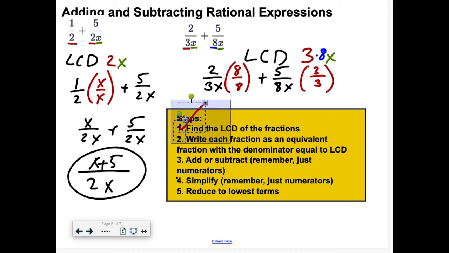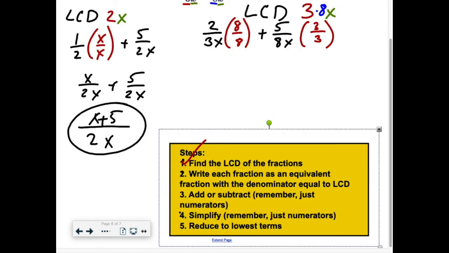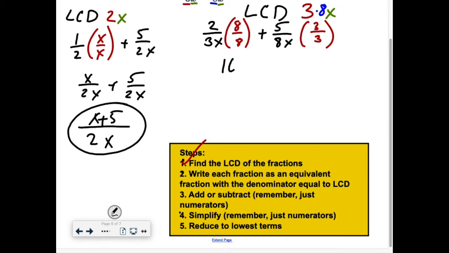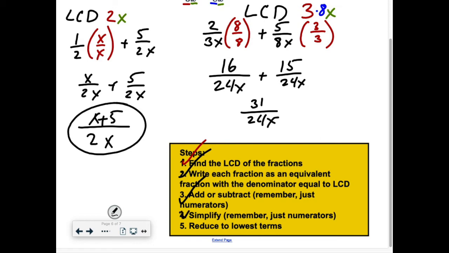Cool. I'm going to just combine this together. I'm going to move this down a little bit here, folks. So I'm going to have 16 over, let's just do it, 24x plus 15 over 24x. Cool, so I wrote that. I'm going to add or subtract. Here I'm adding, so that's going to be 31 over 24x. So I did simplify my numerators by adding the 16 and the 15. And then reduce to lowest terms. Well, 31 is prime. 24 doesn't share any factors with it besides 1, so that's our final answer.